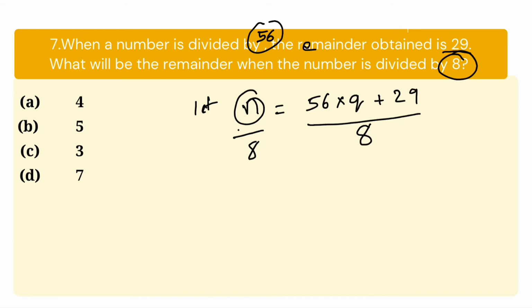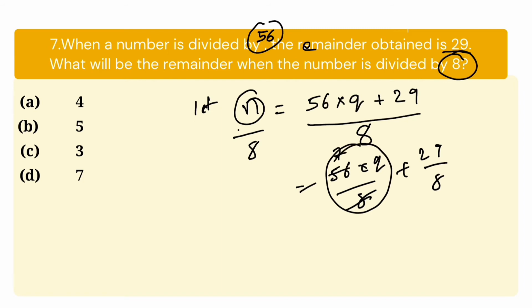So let's see whether this gets divisible easily or not. 8 7s are 56. Yes, it is getting divisible, hence the remainder doesn't come from this part. The remainder will be obtained only from this part. 29 divided by 8: 8 3s are 24 and the remainder is 5. So the remainder here is 5 and there it is 0, and 0 plus 5, the remainder is completely 5. The answer is option B.